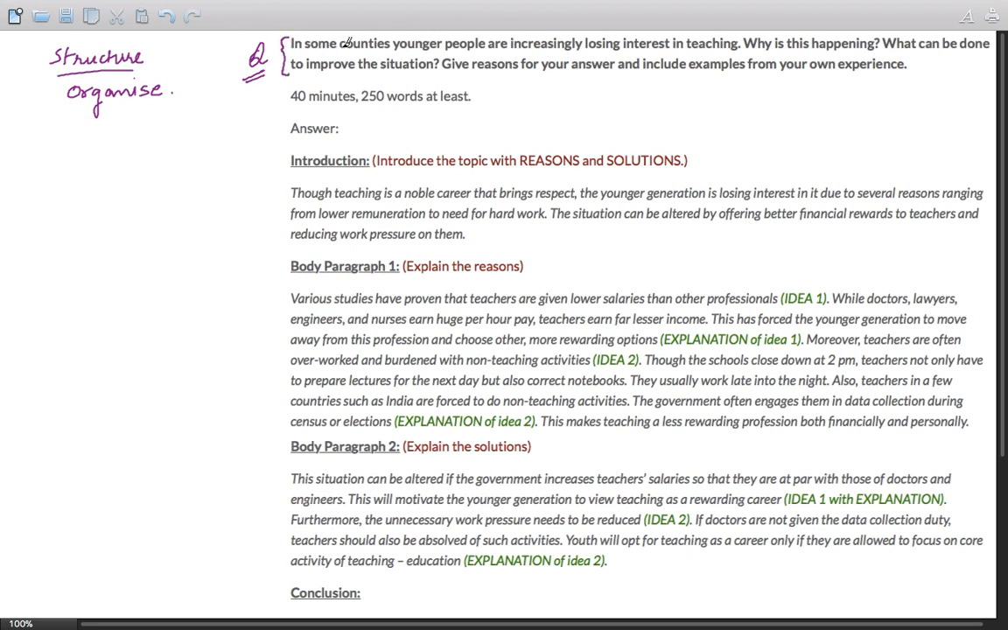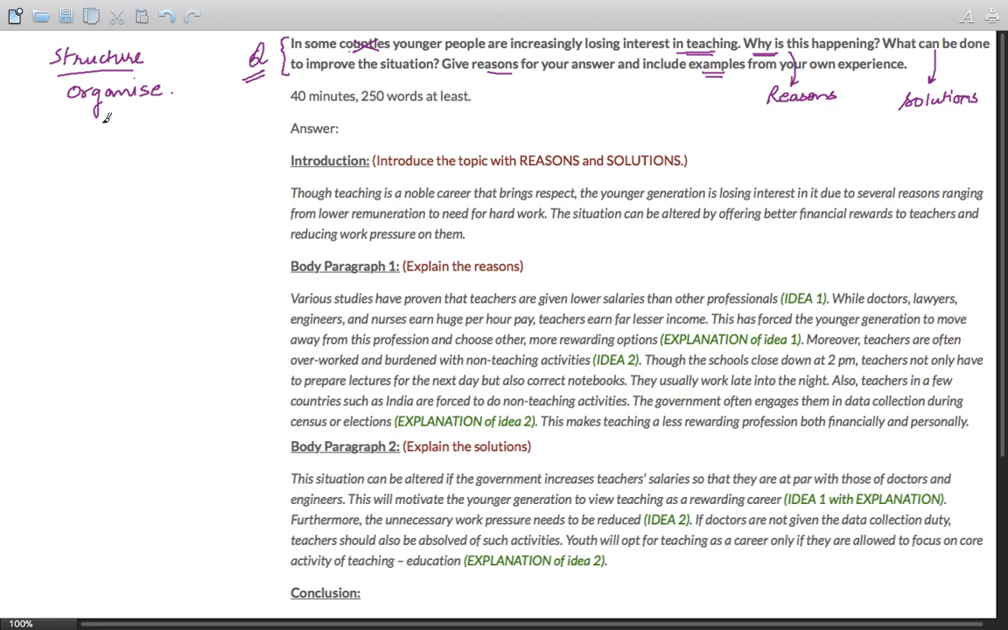What exactly is it? In some countries, not counties, some countries, I'm sorry, younger people are increasingly losing interest in teaching. Why is this happening? What are the reasons that the youngsters are losing interest in teaching, and what can be done to improve the situation? So it's basically about the reasons and the solutions. Give reasons for your answer and include relevant examples from your own experience.